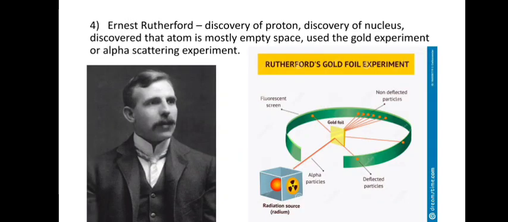Number 4, we have Ernest Rutherford. Discovery of proton, discovery of nucleus, discovered that atom is mostly empty space, used the gold experiment or alpha scattering experiment. So here's the picture of the gold foil experiment. There's the radiation source. He used radium for this, and then it radiates the alpha particles to the gold foil and to the fluorescent screen.